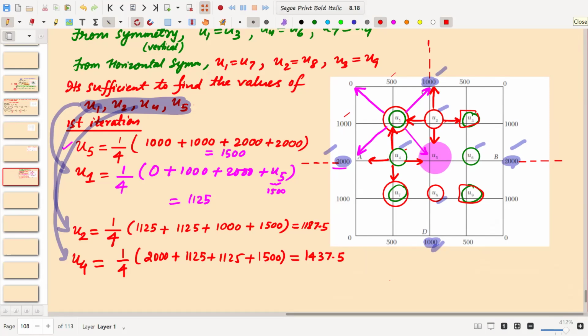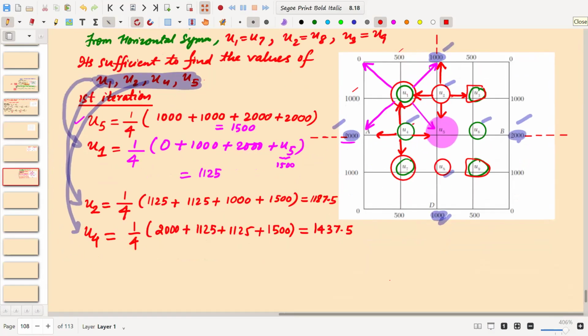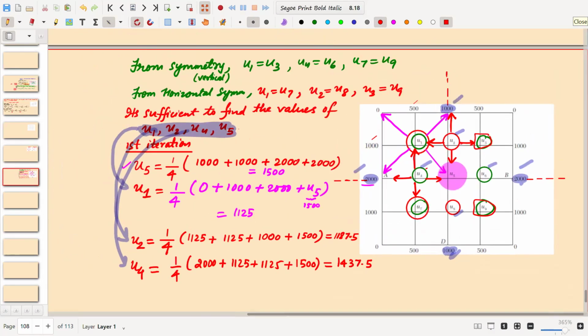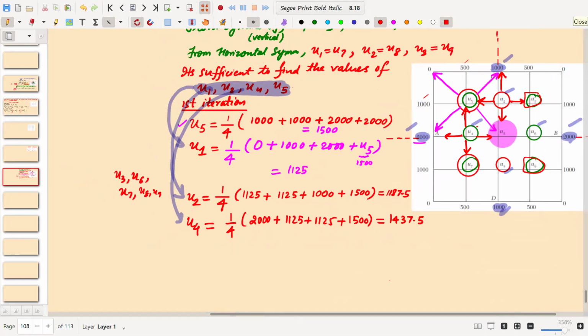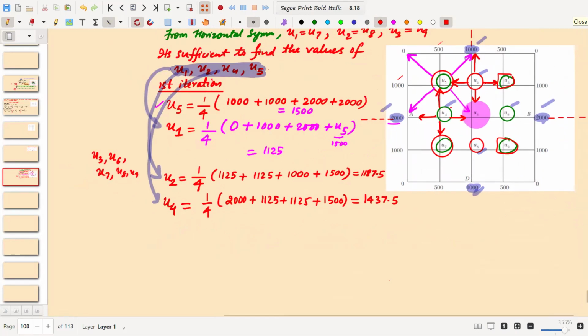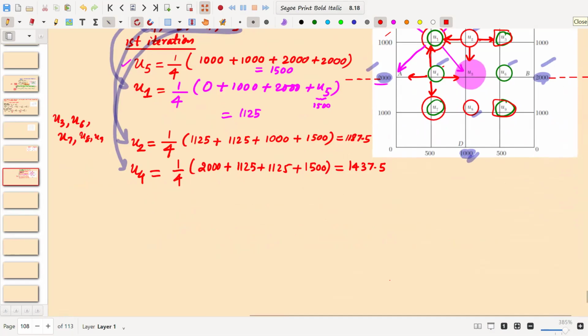So now, since you have computed all of this, I am happy to say that you know the values of U3, U6, U7, U8, and U9 also, isn't it? Fine, right? Now the actual game begins. For the second iteration, these are the first iteration values. This might not be that accurate.